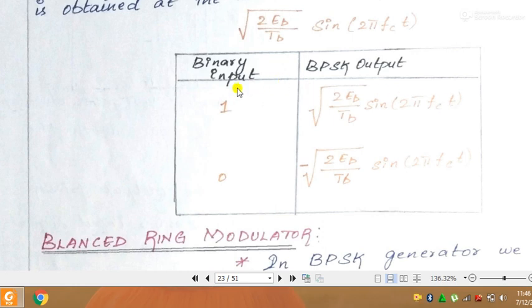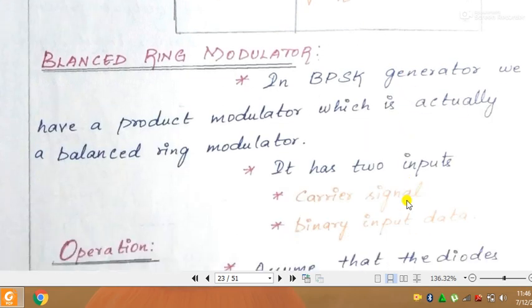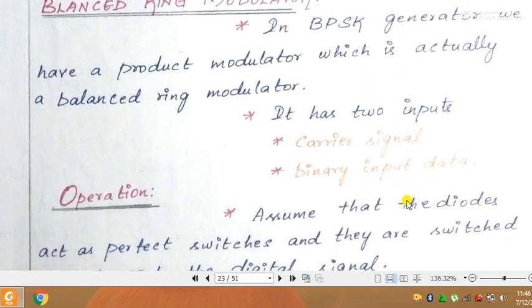So if it is a binary 1, the output is root of 2Eb by Tb sine 2 pi fc t. If it is 0, it is minus root of 2Eb by Tb sine 2 pi fc t. Next, the balanced modulator. In the BPSK generator, we have a product modulator which is actually a balanced ring modulator. In this balanced ring modulator, we have two inputs: one is the carrier signal, another one is the binary input data.